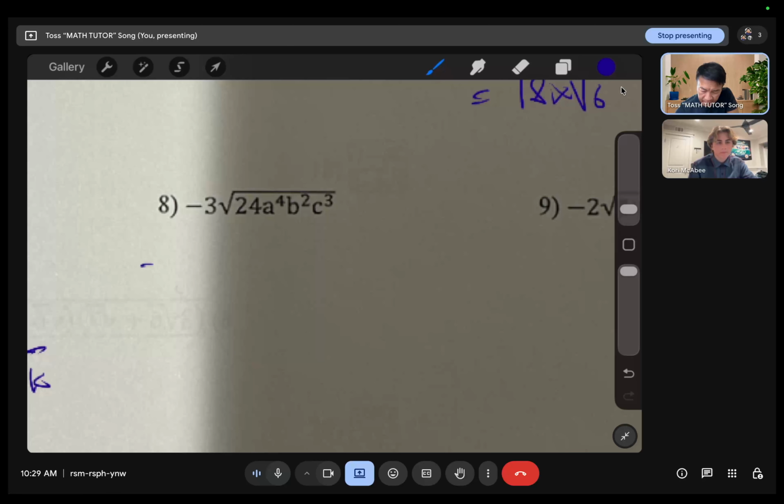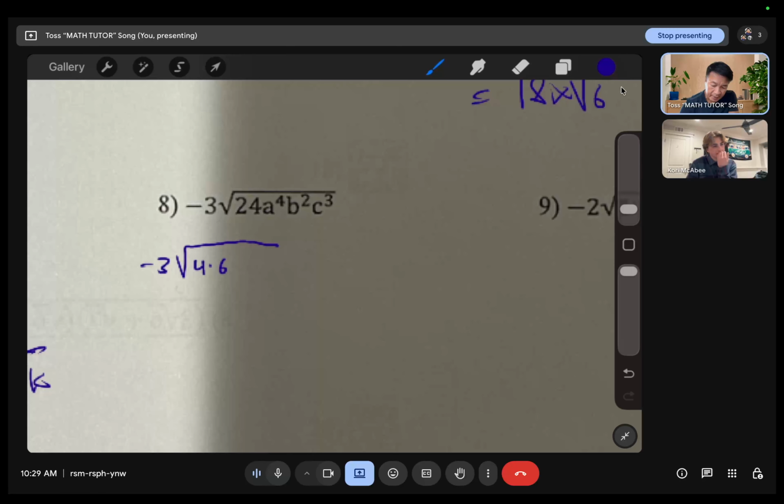All right. Negative 3 square root of 24 a to the fourth b squared c cubed. Brainstorm it. It's a small enough number that it's in your timetable, so you should brainstorm this every chance you get, if you recognize the number to be small enough. So it's only a 4 and a 6. I keep writing the perfect square first, but you don't have to. You can do 6 and 4, so I can bring it outside.